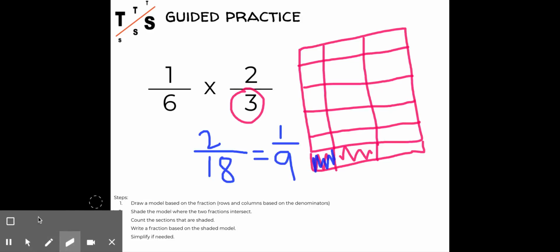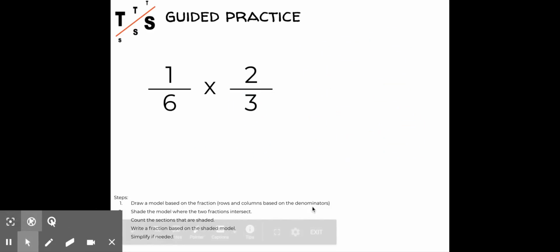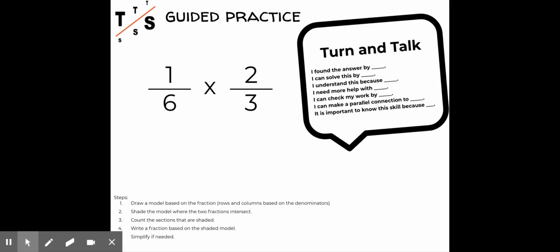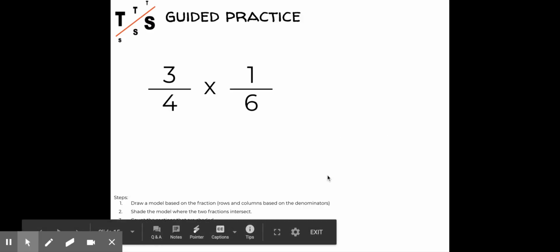Before we move forward, let's do some talking about our math. I'm going to choose the first one. I found the answer by making a model and shading in my model based on the fractions. All right, let's try another one.